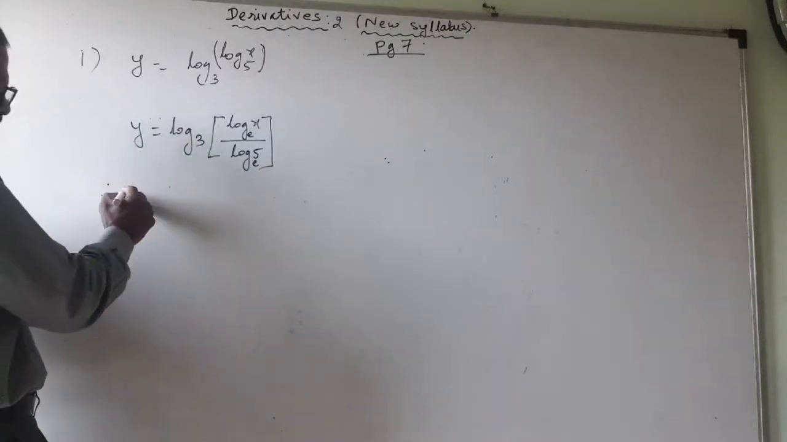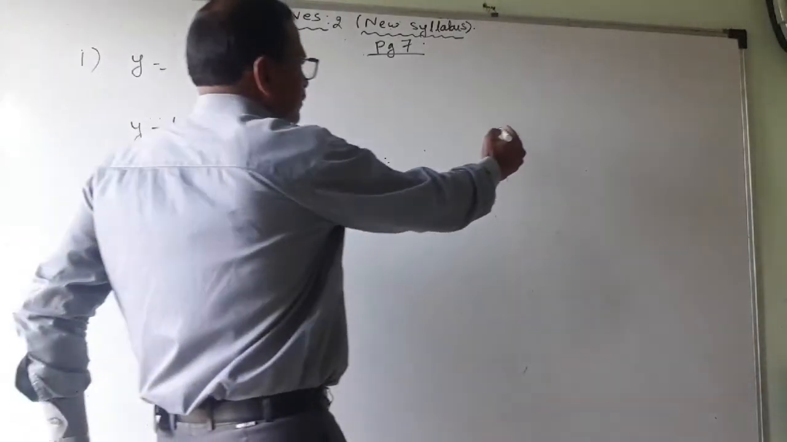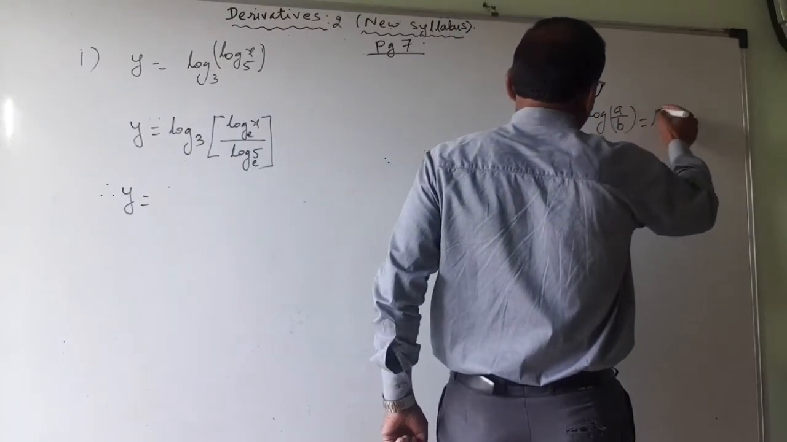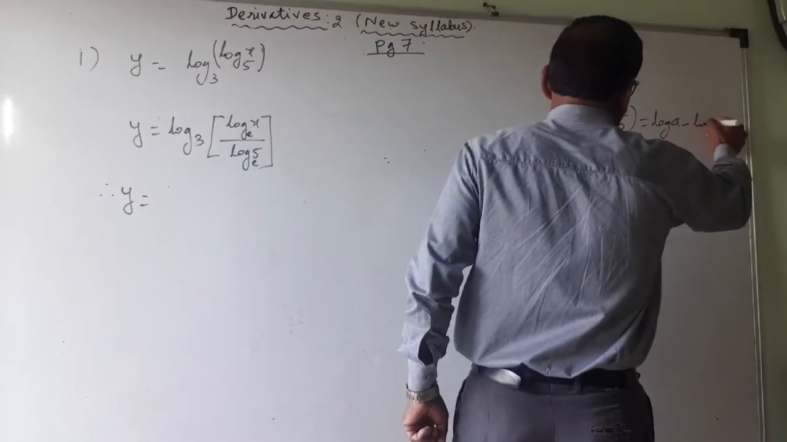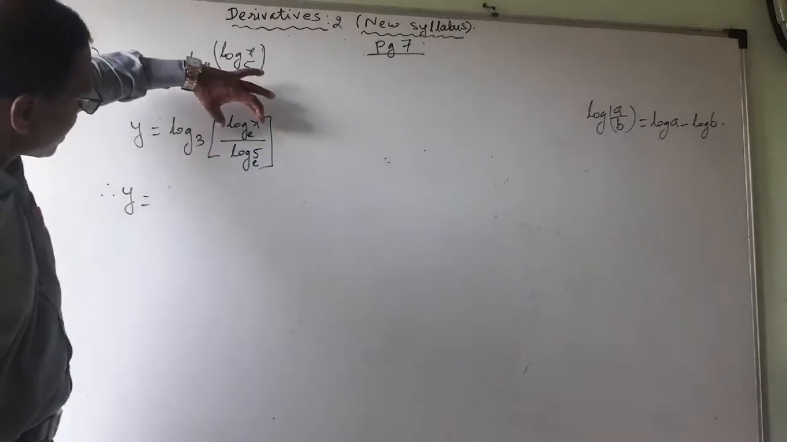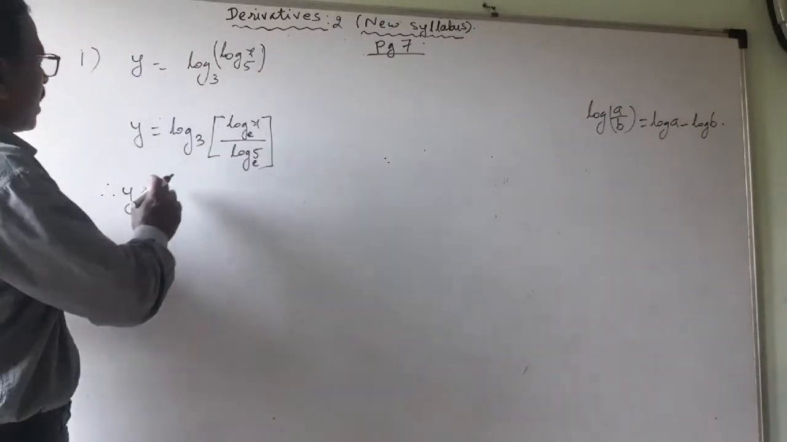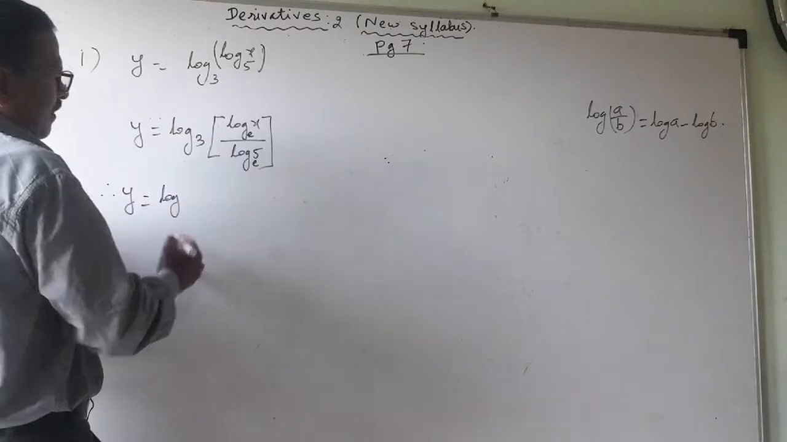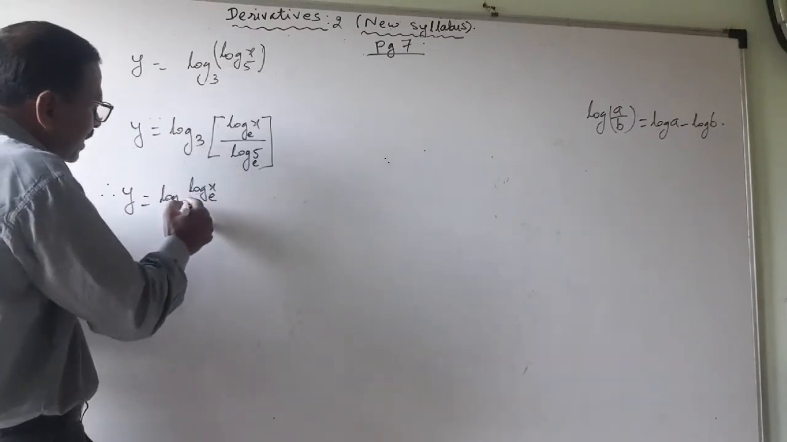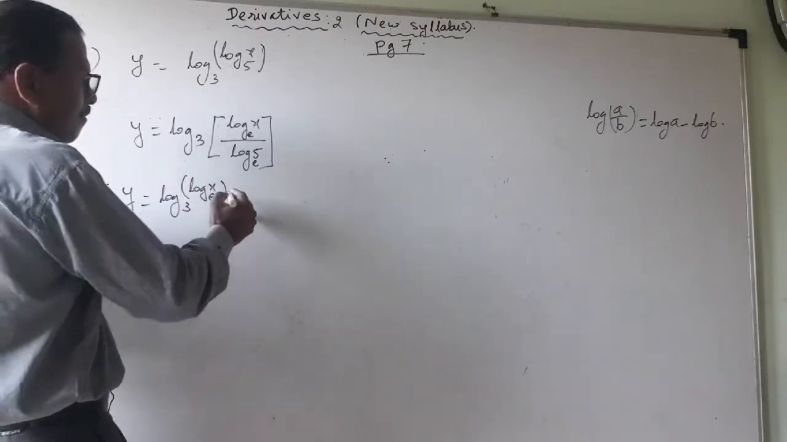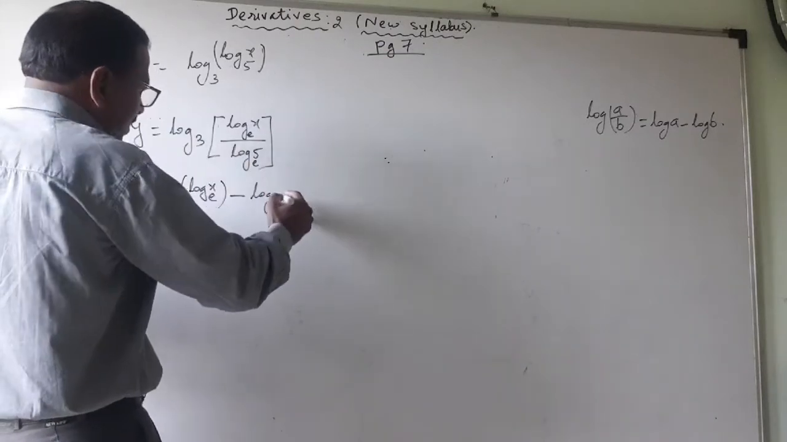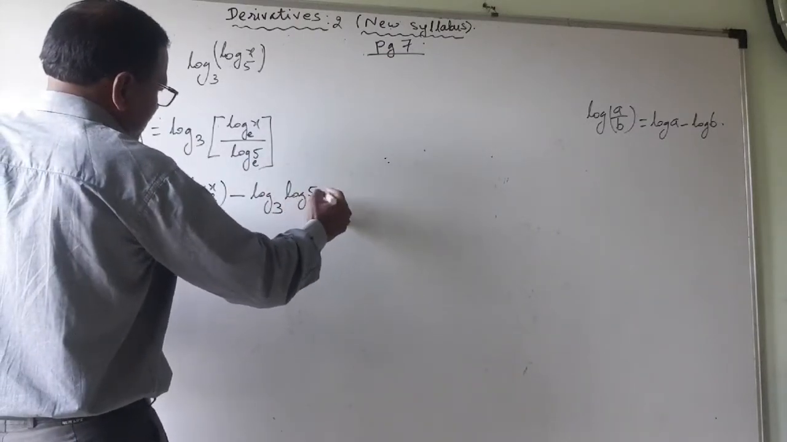So this is nothing but y is equal to log of a upon b, which is nothing but log of a minus log of b. So this is a and this is b, and this is as it is: log of log x to the base e, and here the base is 3, minus log of the base 3 of log of 5 to the base e.